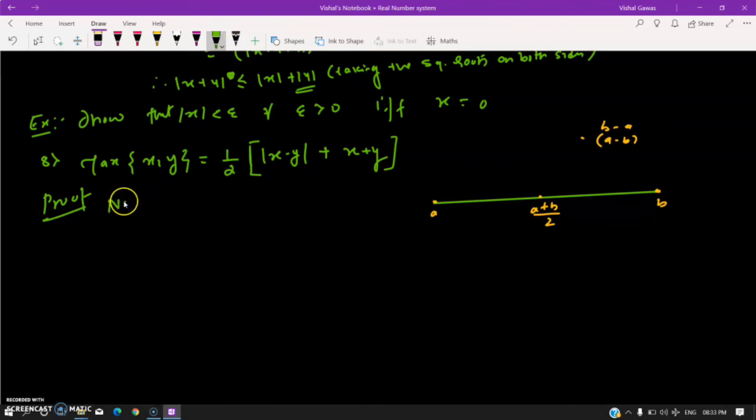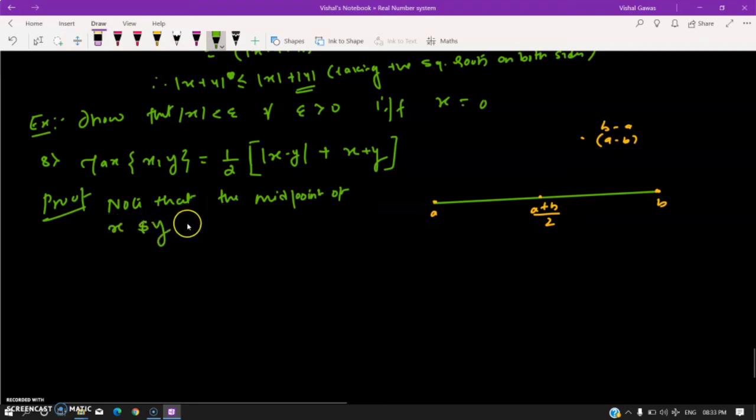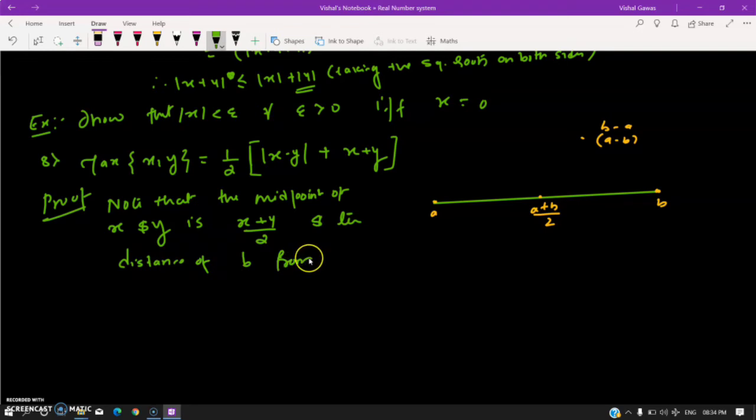So let's do this. Note that the midpoint of A and B, and so I've used x and y here, so let's stick to that, of x and y is (x plus y) by 2, right? And the distance of B from A is nothing but absolute of A minus B, right?